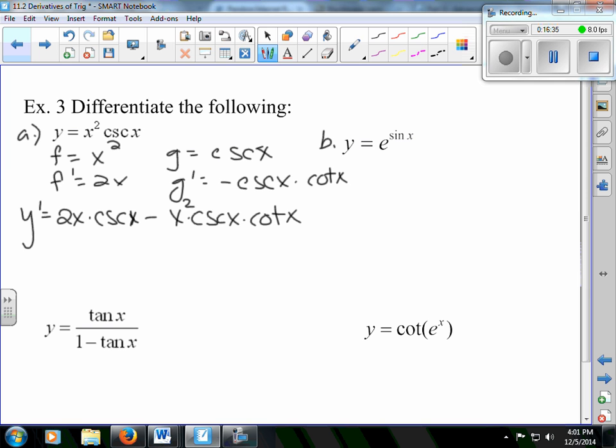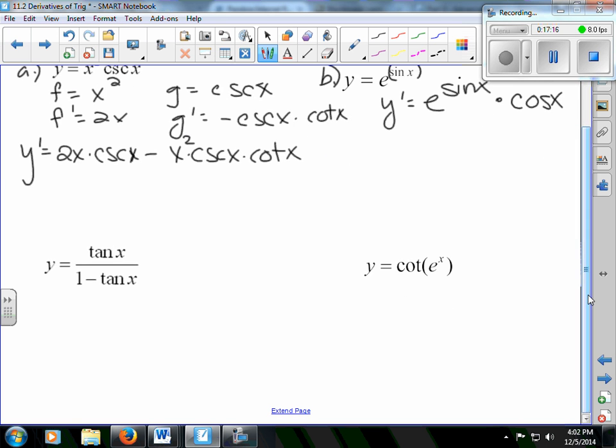And now on this next one, I'm going to leave that there. The next one, I don't have a product. I have an e, an exponential. And so I have to use the derivative of the exponential rule, which is that the derivative is the same thing. So the derivative of e to the sine of x is e to the sine of x. But I'm going to use the chain rule because you always have to use the chain rule. And I'm going to multiply by the derivative of the exponent of the exponential, which is the inside. And the derivative of the inside here is the derivative of sine. And what's the derivative of sine? It is cosine. And so that's your answer for B.